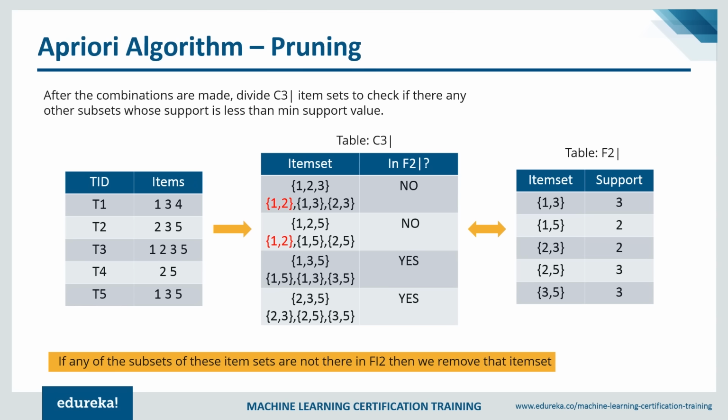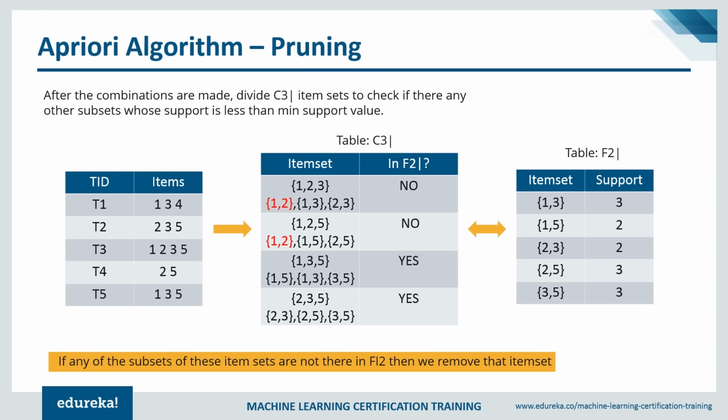Similarly, we create the item sets of size 3 and calculate the support values, but before calculating the support, let's perform the purging on the data set. Now, what's purging? After all the combinations are made, we divide the table C3 items to check if there are other subsets whose support is less than the minimum support value. This is the Apriori algorithm. In the item sets 1,2,3, we can see that we have 1,2, and in 1,2,5 again we have 1,2. So we'll discard both of these item sets and we'll be left with 1,3,5 and 2,3,5.